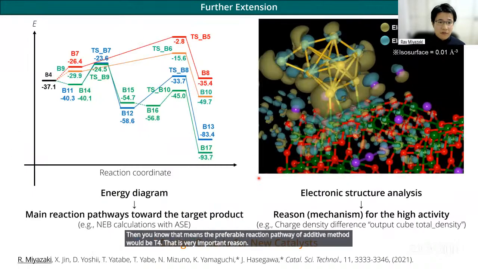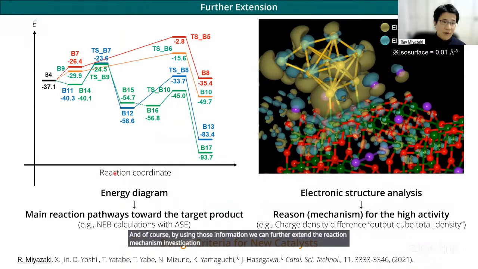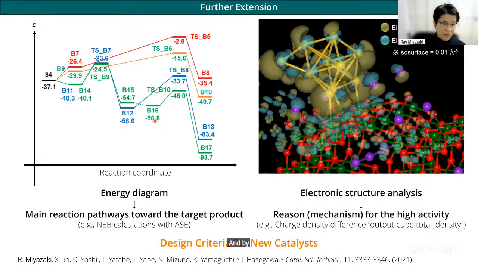And of course, by using that information, we can further extend to the reaction mechanism investigation. For example, we can calculate the transition states connecting each intermediate, which I showed before. And then finally, we can get the energy diagram here. The y-axis represents the energy, and the x-axis represents the reaction coordinate. And then we can get the reaction pathways. And by comparing those pathways, we can get the main reaction pathway towards the target product.